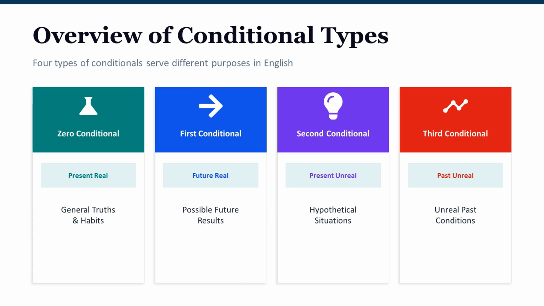The second conditional, or type 2, is used for hypothetical or imaginary situations. It deals with the present unreal. And finally, the third conditional, or type 3, refers to unreal past conditions and their probable past results. Now let us explore each of these types in detail.